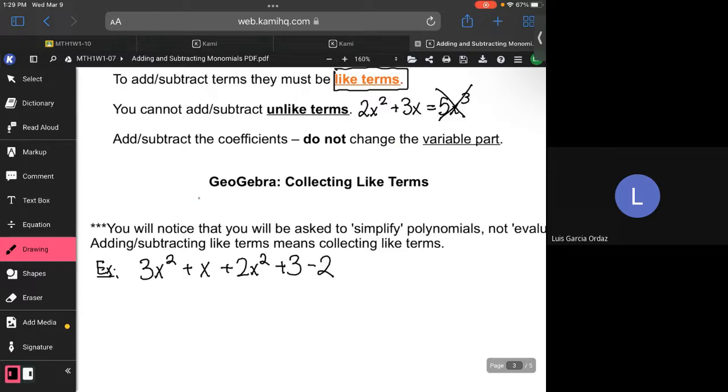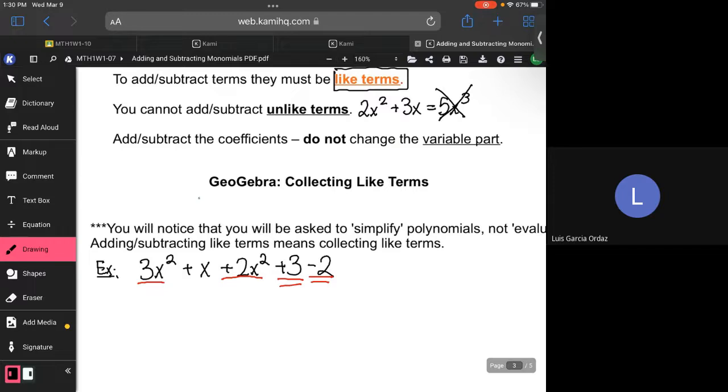So what would the first thing we need to do be? What is the first thing we have to do? Okay, what are our like terms? Okay, and what's my second pair? Yeah. So constants, if you have numbers beside each other without variables, those are also like terms because you can subtract or add numbers from each other.